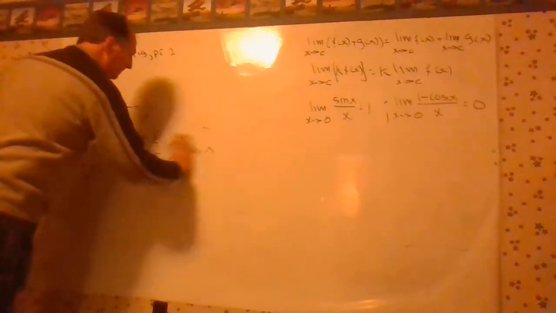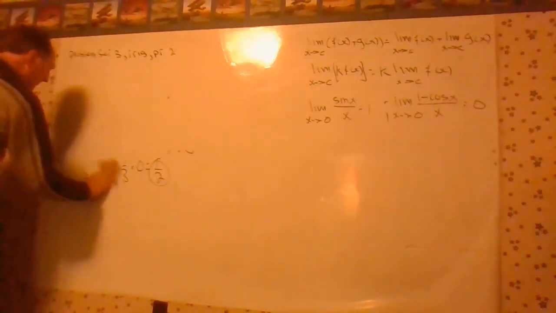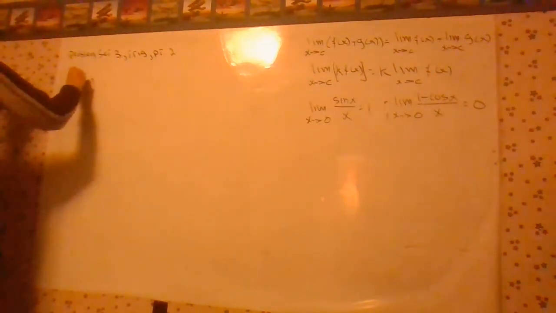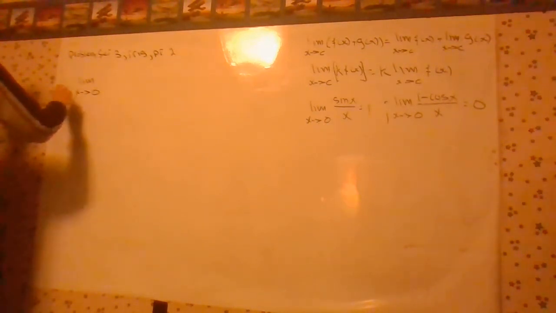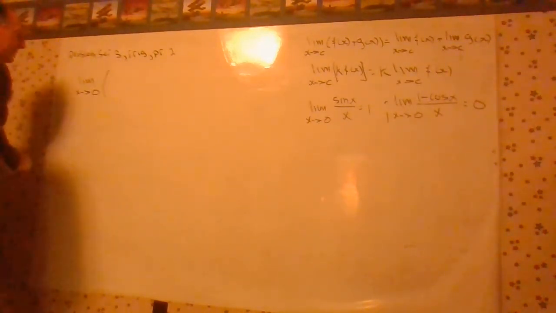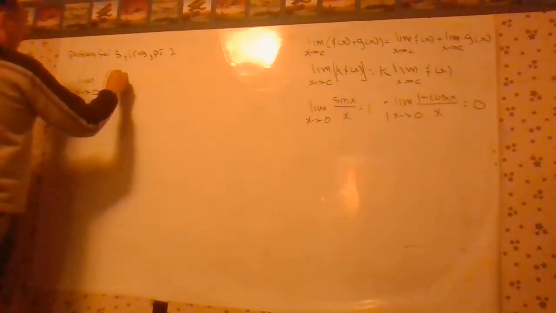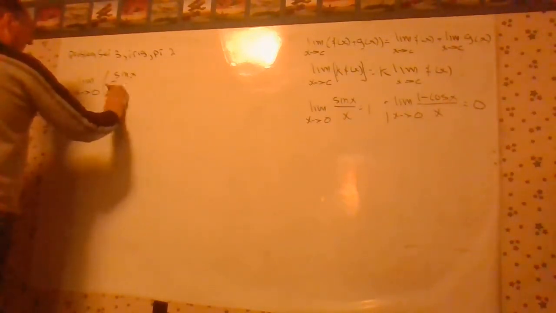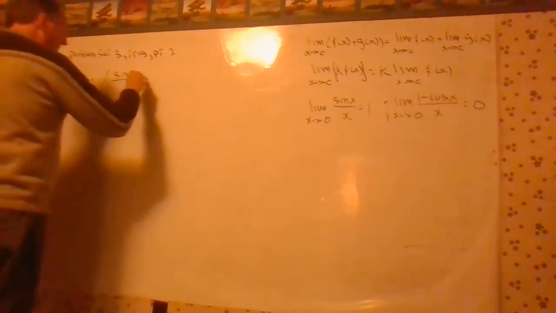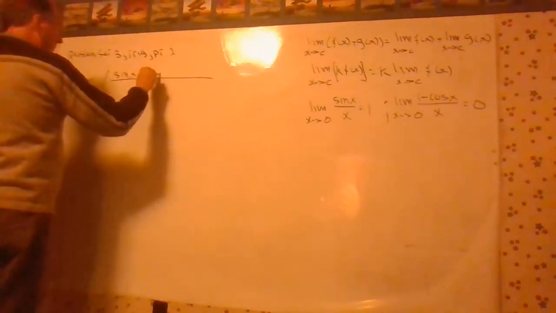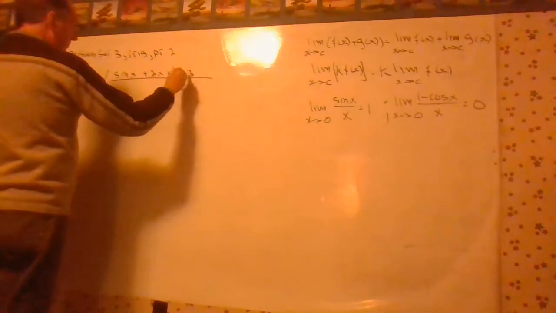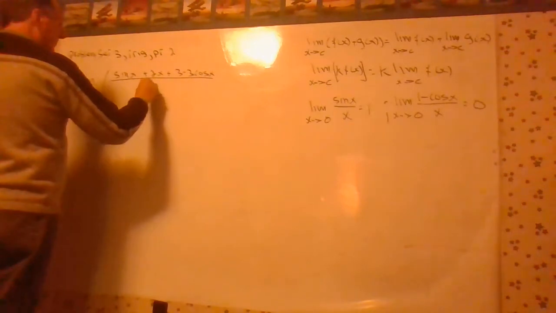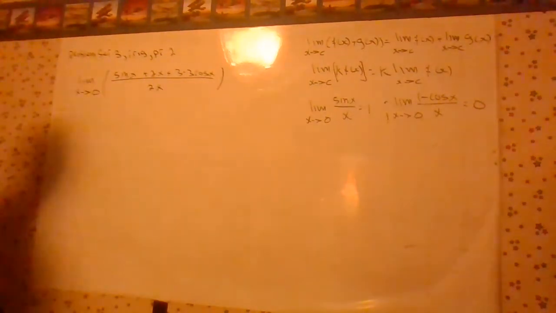Here's one more example. The limit as x approaches 0 of sine x over 2x. Well, let's make this one big fraction. That's what I intended to do. Plus 2x plus 3 minus 3 cosine x divided by 2x.